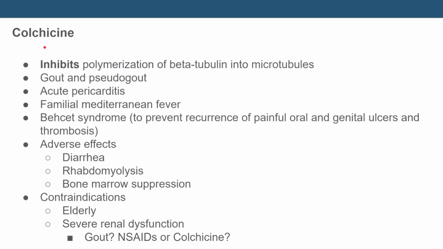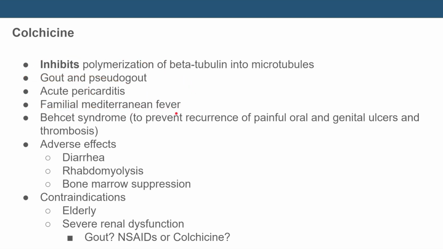The other thing is colchicine. This treatment inhibits polymerization of beta-tubulin into microtubules, and it's used for classically three conditions for the USMLE. So you cannot enter the prometric center without knowing these. This is very important and basic information. So the first indication is gout and pseudogout. The second one is acute pericarditis, and the third one is familial Mediterranean fever. So you have to know these classic conditions: gout, pericarditis, and FMF.